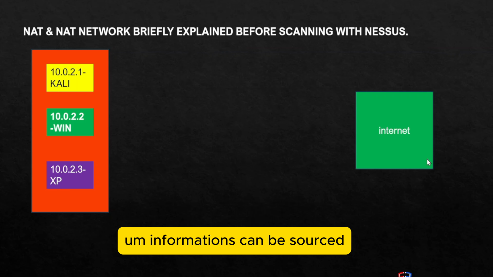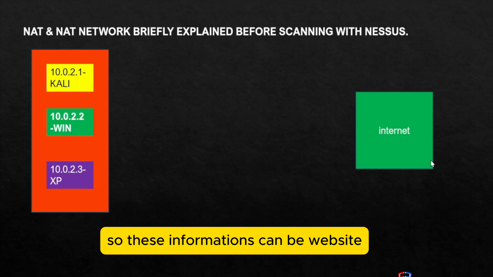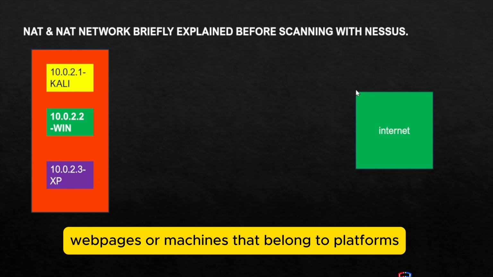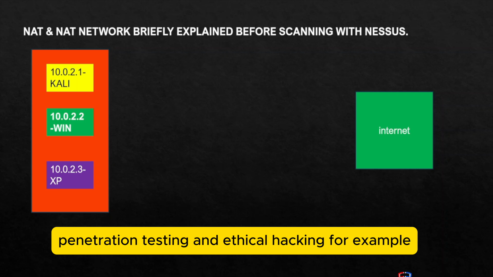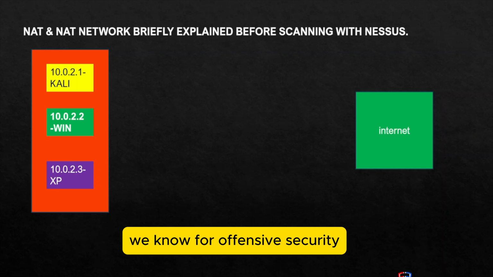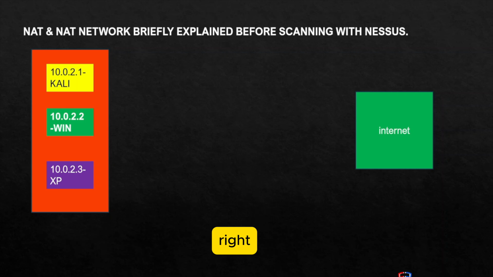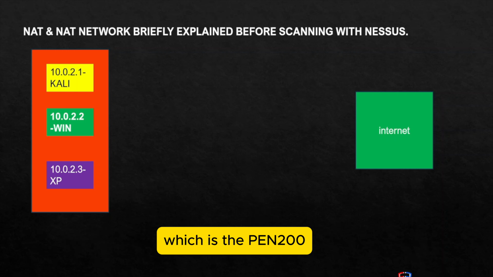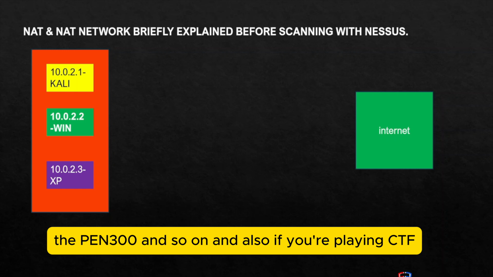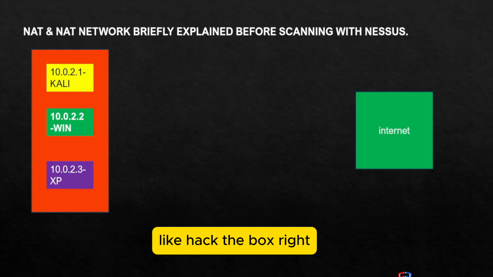information can be sourced. This information can be websites, web pages, or machines that belong to platforms where they offer training on penetration testing and ethical hacking. For example, we know Offensive Security, right? They have training for their various courses like the OSCP, which is the PEN-200, the PEN-300, and so on. And also if you're playing CTF, like Hack The Box, right?